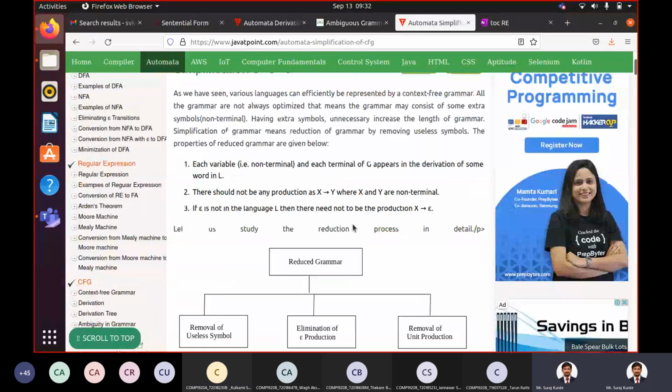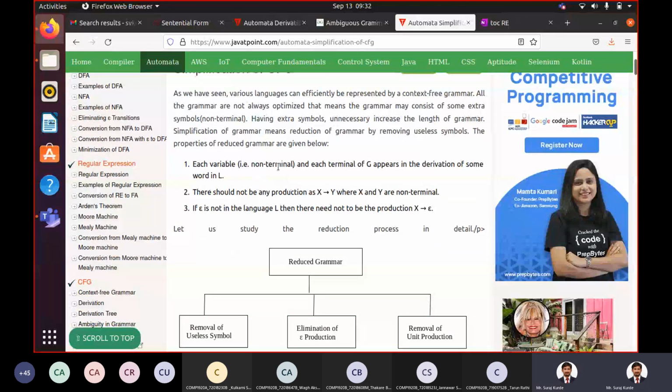That is what simplification is. Each variable, that is non-terminal, and each terminal of G appears in the derivation of some word in L. So it appears in some word of language L. And we are replacing non-terminals with the terminal. Somewhere in the sentential form, during derivation of a string, it will appear on the right hand side. That is useful. If it does not appear, then it is of no use.